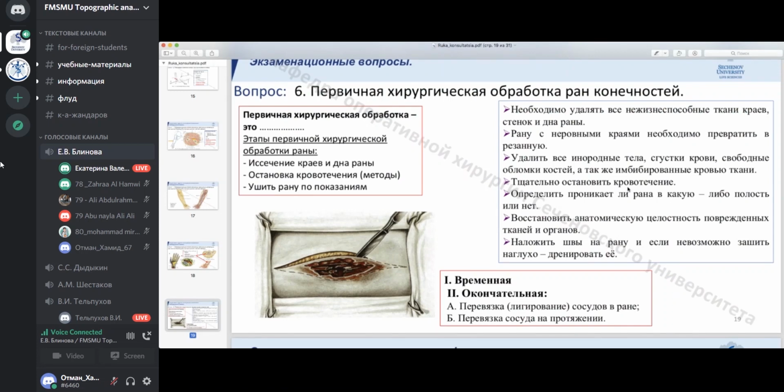The sixth question: primary surgical treatment of limb wounds. There are many stages.